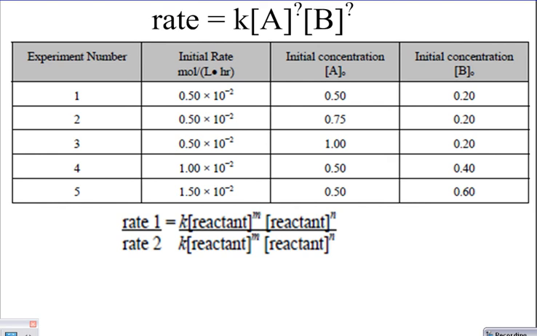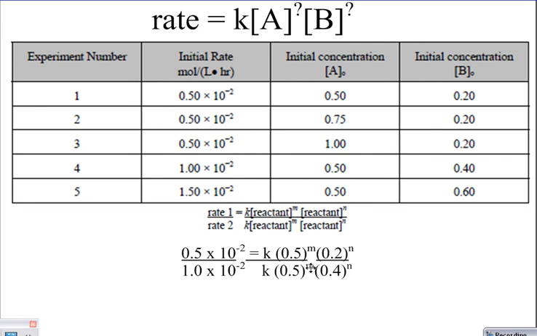Now, you can pick any lines of data, but you'd be really smart if you selected trials where one reactant concentration is held constant so that it cancels out of the overall expression, since you don't know what m or n equals. So if we were going to solve for m, first off, I'm going to pick trials 1 and 4.